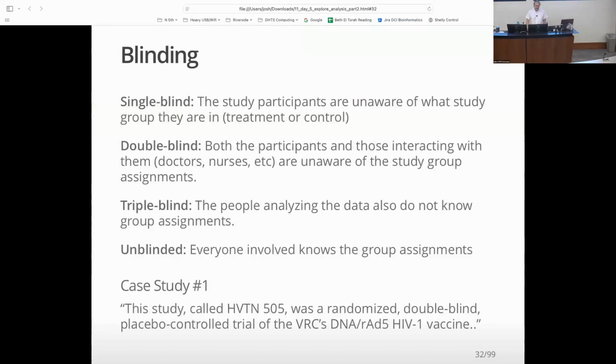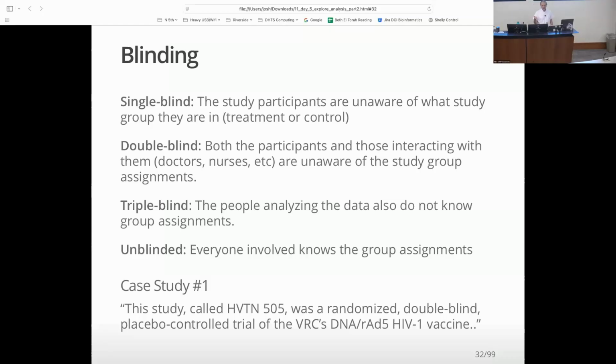And then the last one is again pretty specific to research studies, which is the question of blinding. Usually studies are classified as single blind, double blind, triple blind, or unblinded. And this is only, I can't think of any exceptions, relevant to experimental studies.